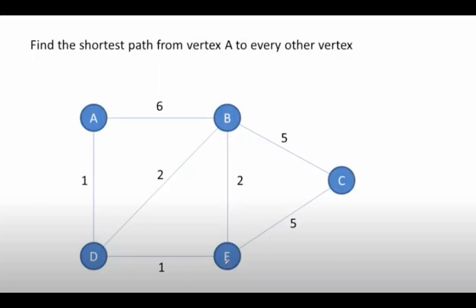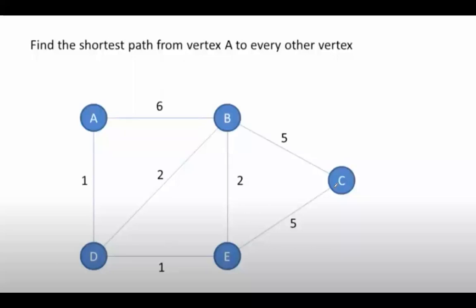Similarly, A to E. A to E, we can take the path A to B and E, but the cost will be 8. So instead, what we can do, we can go to A to D, D to E. Then cost will be low, 2. A to D is the minimal path, that is with the cost 1. So we will take A to D.